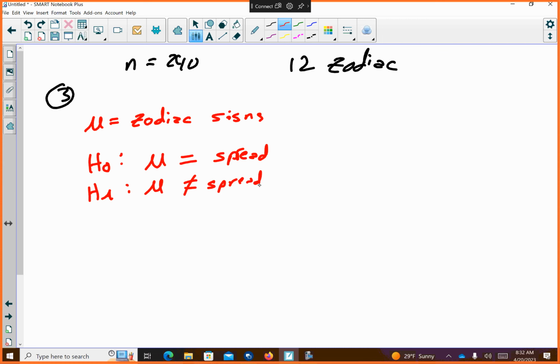Meaning you should have an equal amount of people on each of the zodiac signs. That's basically what they're trying to aim towards. Okay? What will be the expected value for the 12 zodiac signs based on our random sample of 240?